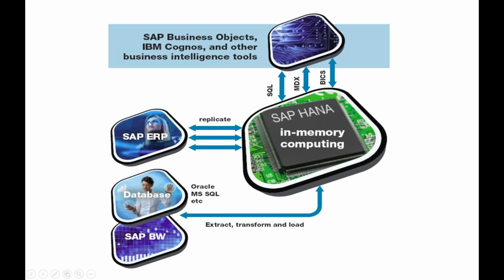And the architecture or the landscape of HANA: I can extract the data from SAP ERP. This is my HANA landscape, and I can replicate the data from SAP ERP into the HANA system, or I can use any other third-party RDBMS systems to extract the data, or I can even extract the data from my SAP Business Warehousing system. Then I can send it for reporting purposes, either to SAP Business Objects, IBM Cognos, or any other third-party business intelligence tools. This is the architecture, the landscape of my HANA system.